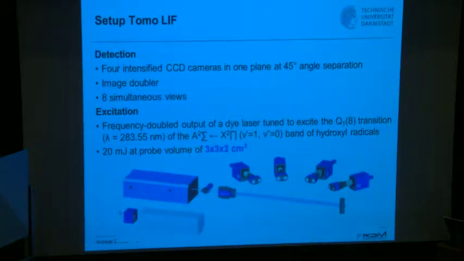Looking at the transition that is typically used, the XA transition here from V equals 0 to 1 using a Q1 8 line, this laser was operated with 20 millijoule, which is not a very large number for a YAG pumped dye laser, and that was used to view a 3 by 3 by 3 centimeters volume.